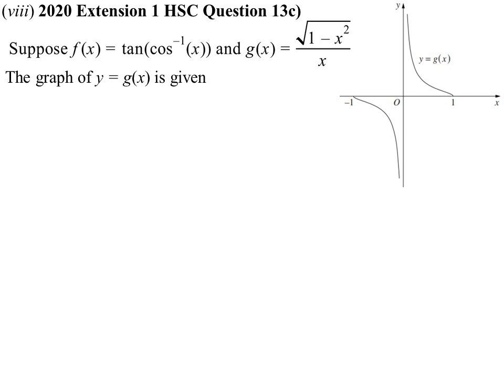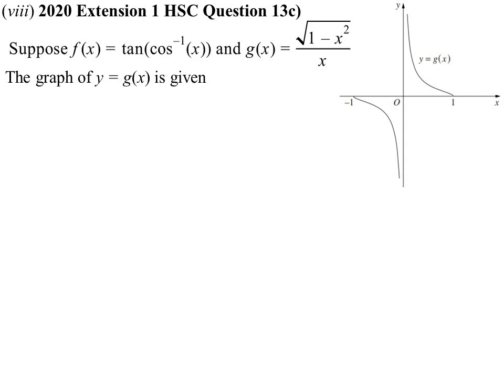Let's now look at the 2020 paper. This one was quite good. Suppose our function is the tan of the inverse cos of x. That's one function. And we have this other function, the square root of 1 minus x squared over x. And they gave us a graph of the second one.